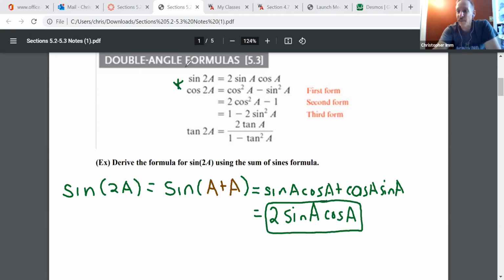So remember, multiplication's commutative, so we could switch those two around if you want to put them in a certain order. So sine A cosine A plus sine A cosine A, there's two of them, and that's exactly what we would get up here for our formula, right? So we've sort of derived the formula for sine of 2A. Interesting. Okay. So we can derive the other ones that way as well.